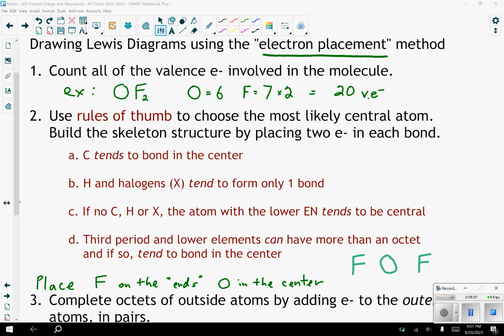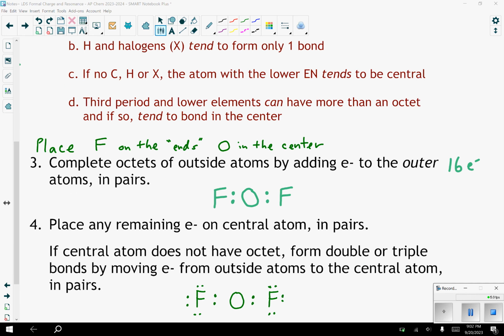And I'm going to bond them together. Now this uses 4 out of the 20 valence electrons, so I'm left with 16 valence electrons that I still need to place in this structure.